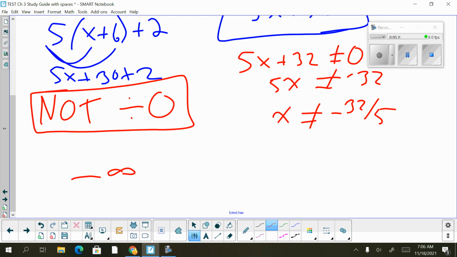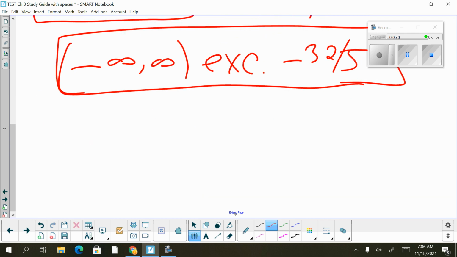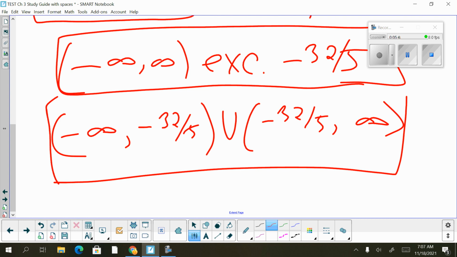So I'll go negative infinity through infinity, except negative 32 over 5. That's the way I'm okay with writing it. If you want to write it like the pre-calc teachers will next year, it'd be negative infinity through negative 32 fifths, not including, that's why I use the parentheses, in union with negative 32 fifths through infinity. So either one of those answers will be good.